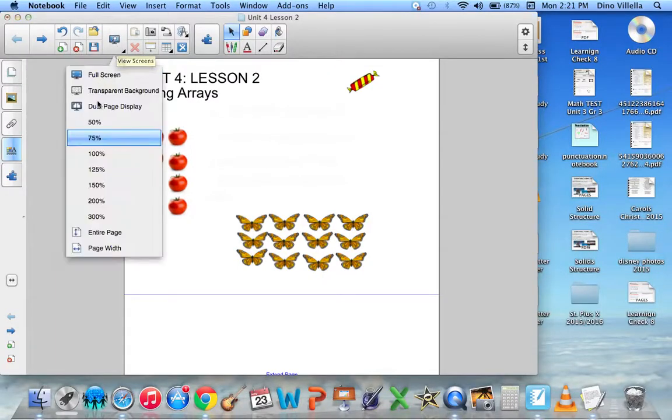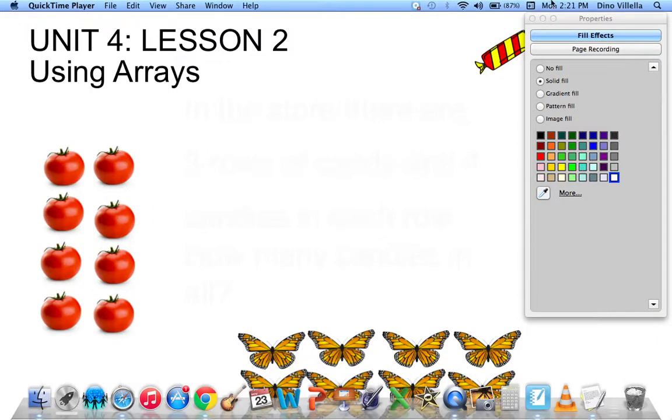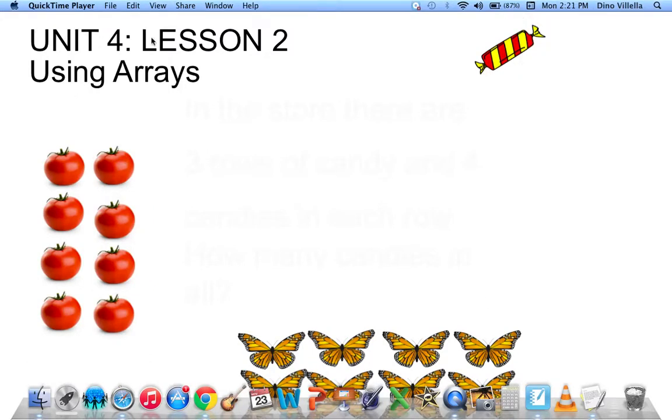Okay, this is our next lesson. We're dealing with unit 4, lesson number 2, and it's using arrays. Basically, an array is a term used in multiplication when you take pictures and represent the numbers that you're dealing with. So right here, this is what an array is. It's a group of images that are organized into rows.